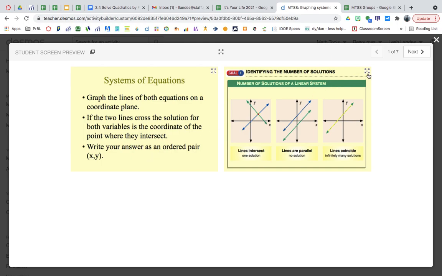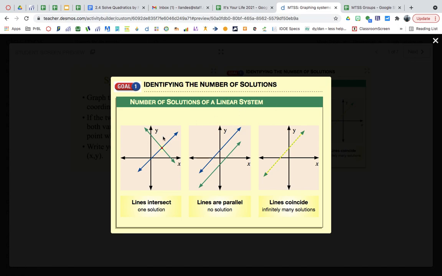It's really easy to see different numbers of solutions on a graph. If the lines intersect in one spot, that means there's one solution. If the lines are parallel, they're never going to intersect, so that means there's no solution. And if the lines coincide, they're the exact same line, right on top of each other, that means there are infinitely many points where they are crossing, so there are infinite solutions.